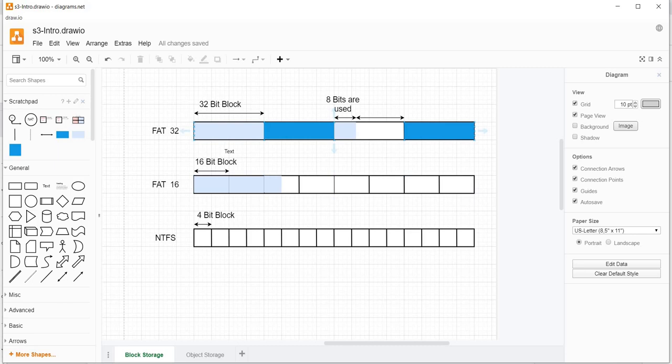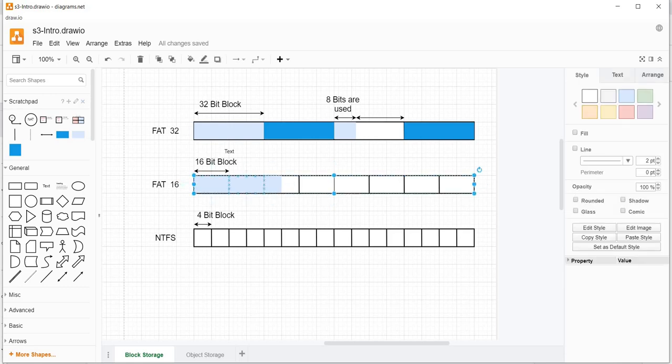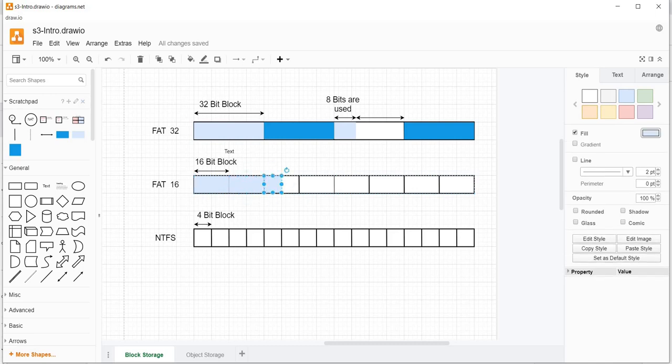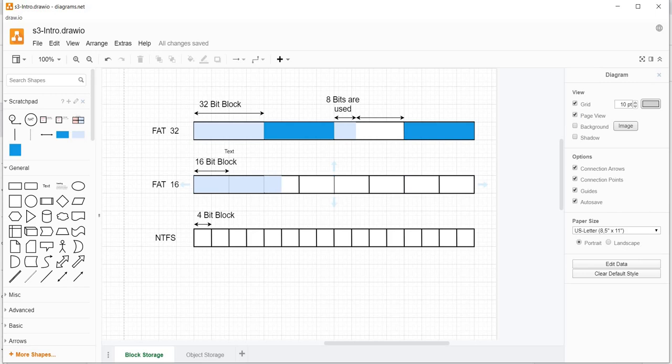Over there we were wasting around 24 bits, but here the wasted part is only 8 bits, because 16 and 16 is 32, and the remaining 8 is partial. The file size that we were storing was 40 bits, so now only a partial block of 8 bits is being wasted, whereas in FAT32 24 bits of storage was being wasted. But still there is storage being wasted, though the amount is less.